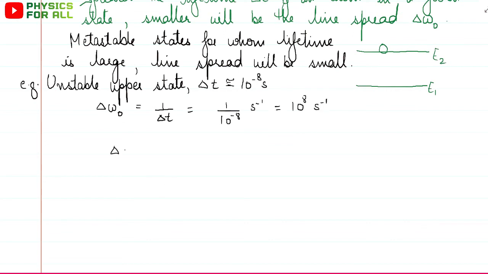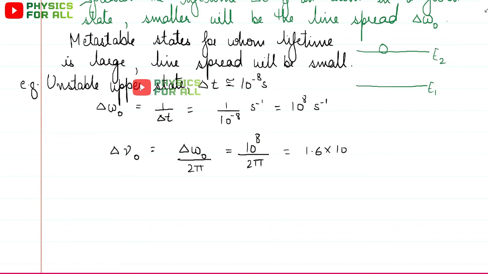So what would be the central frequency? Now we know this is related to angular frequency with the factor 2 pi. So just substitute the values: 2 pi, this is simply 2 into 3.14, and this is quite a big number. So this would give us 1.6 into 10 raised to the power 7 hertz. Hertz is the SI unit for frequency.